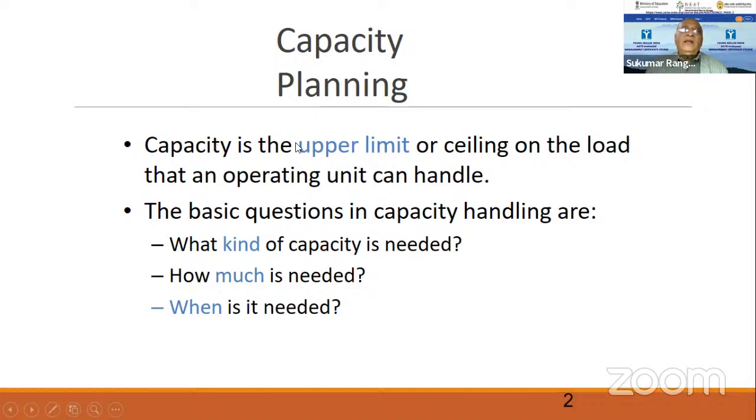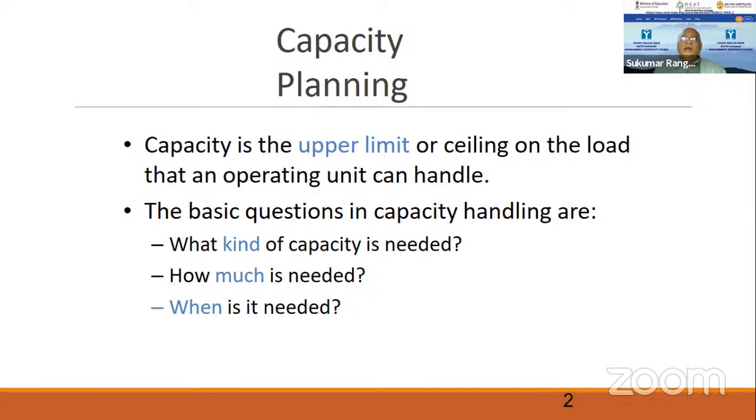Capacity planning. Capacity is the upper limit or ceiling on the load that the operating unit can handle. Obviously, when you talk about this being the maximum capacity, you cannot produce more than that. Or if you try to produce, the system gets overheated and it may fail. So that is the upper limit.